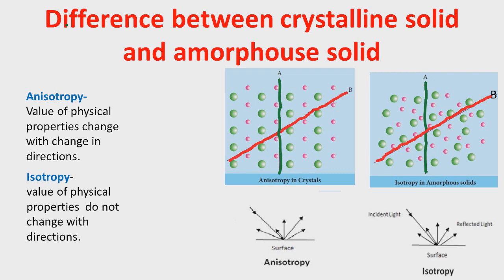And isotropy, it means what? The values of physical properties do not change with the direction. So you have to always keep in your mind, anisotropy means the values of physical properties change with the change in the direction, and isotropy means the values of physical properties do not change with the direction.